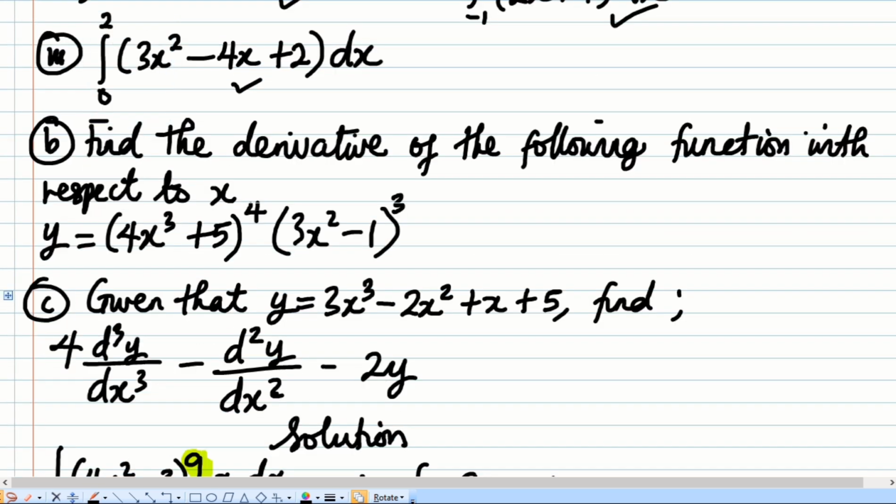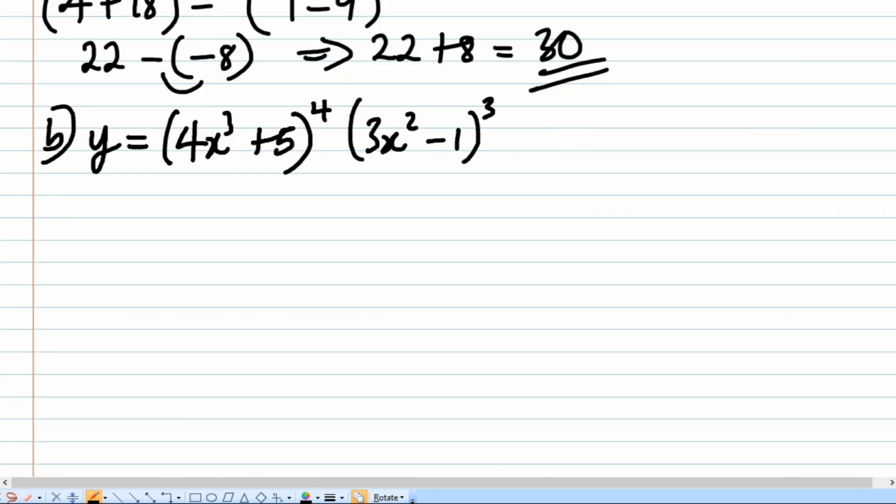Alright, let's move on to the B part. Now we're asked to find the derivative of the following function with respect to s, and then this is the function. So let me just solve it below. So if you have this type of function and you are asked to differentiate, because we are asked to find the derivative of y with respect to s. Now this is 4s cubed plus 5 all raised to power 4 multiplied, so there is a multiplication there, which is a product.